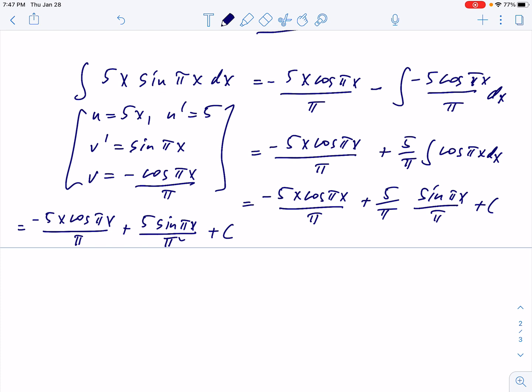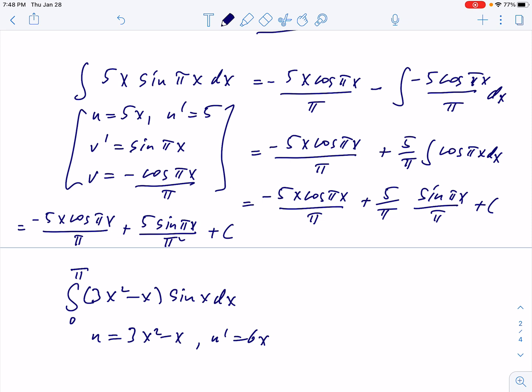Let's do one more, a little bit more challenging. Integrate from 0 to pi, now with limits, (3x squared minus x) times sine x dx. Now it's not just a single power of x here, but 3x squared minus x. Nevertheless, I shall take this again to be u, because when we differentiate it gets simpler. U prime will be just 6x.